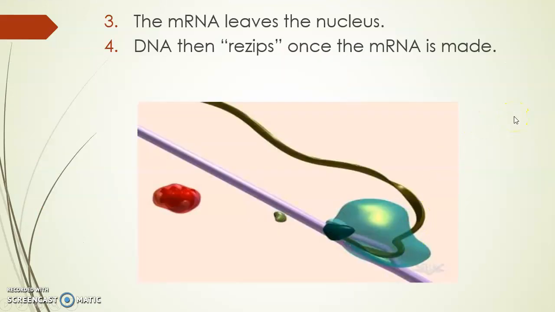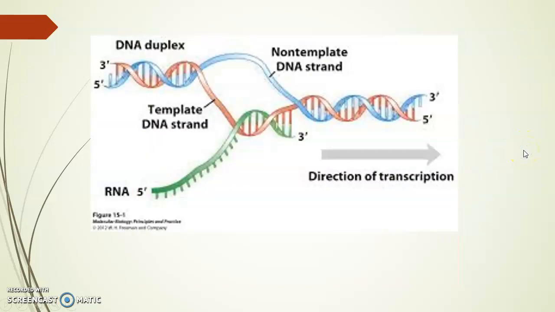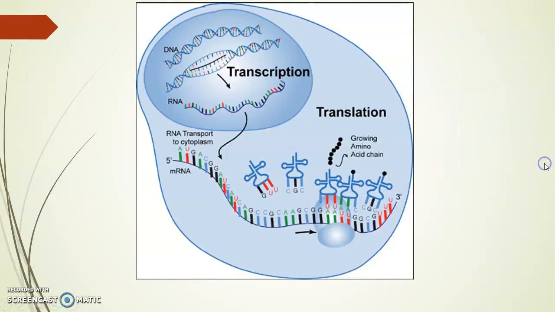All right, once mRNA has read its code or rewritten it, transcribed it, the mRNA will leave the nucleus. When it leaves, the DNA will rezip like nothing had happened. If we see here in this model, the DNA is unzipped. We have that single strand of mRNA being read right here. And then once transcription is done, this DNA will rezip, and the mRNA will leave the nucleus.